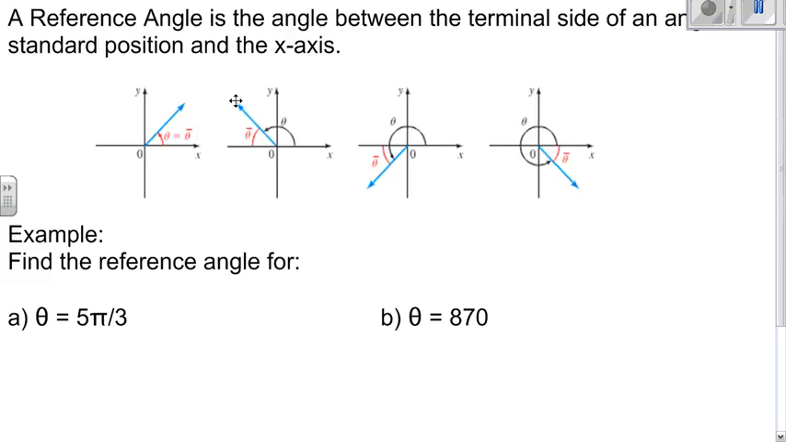Just like with radians, you can use reference angles, which would just be the angle between the terminal side where it stops and the x-axis. So for 5 pi over 3, that's almost 6 pi over 3, which would be a full circle. So that would be down in quadrant 4, but the reference angle will be just pi over 3.